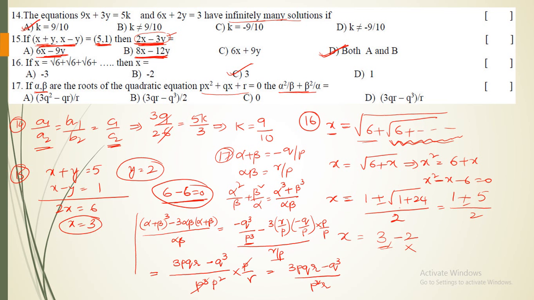So what is the answer? 3pqr minus q cube by p square r. There is no such option in the given question, but the answer is this. So what is this answer? 3pqr minus q cube by p square r, right? So this is nothing but my answer. If you want, you can change this. Here if I keep 3pr minus q cube by p square r, this p square I can write here, so this is p square r. So if I want, I can write it like this.